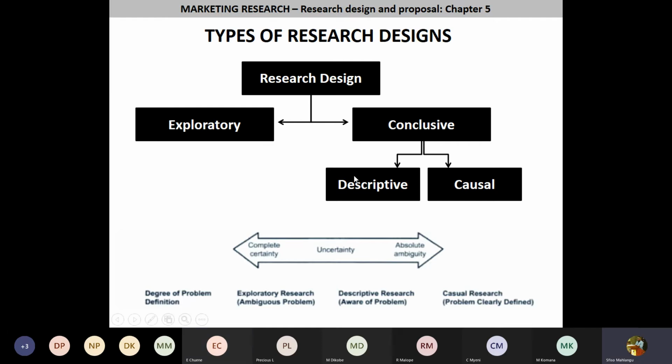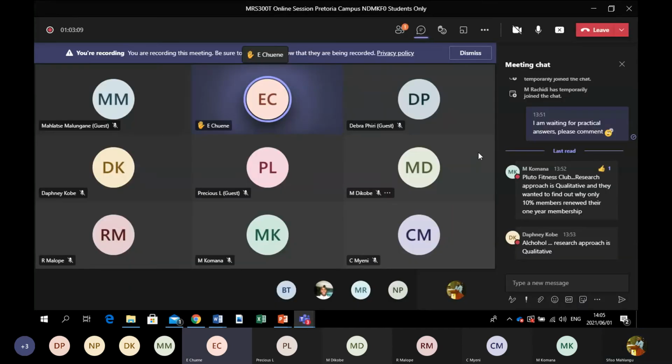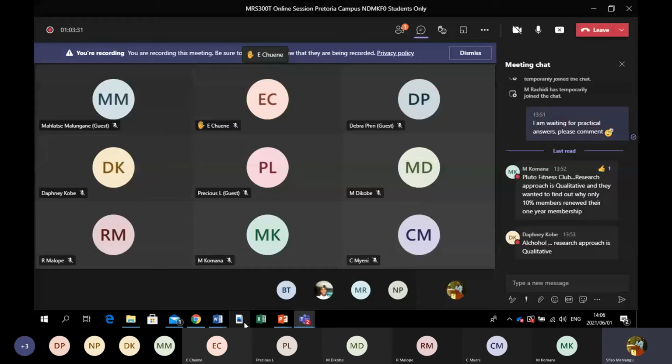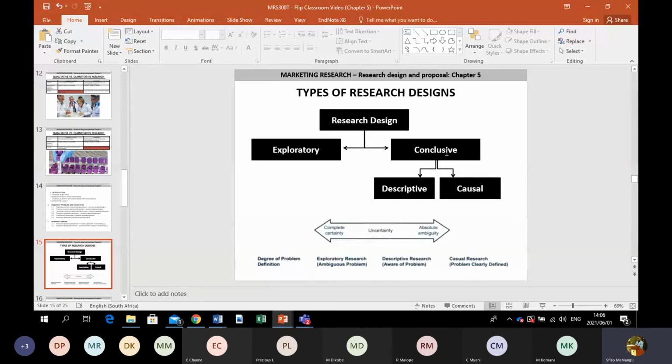Sir, what did you say we must write on conclusive research? You write quantitative. Quantitative. Yes, and then where it says exploratory, you write qualitative. Thank you, sir. All right. So if you continue in the textbook, we continue under conclusive now, where it's quantitative. Thank you for that question.